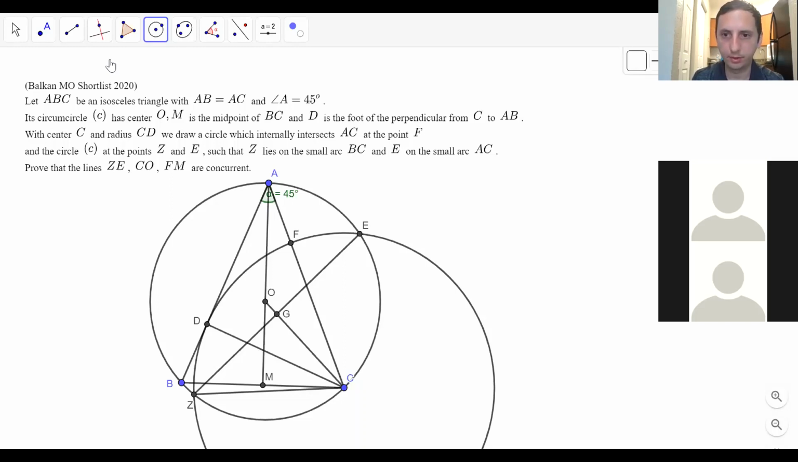So DF is parallel to ZE. So CO is the perpendicular bisector of DF, and wait, I don't see. Why is DF parallel to ZE? D is the foot from C. I see why. Also MDF is 90. Oh, because G is the midpoint.